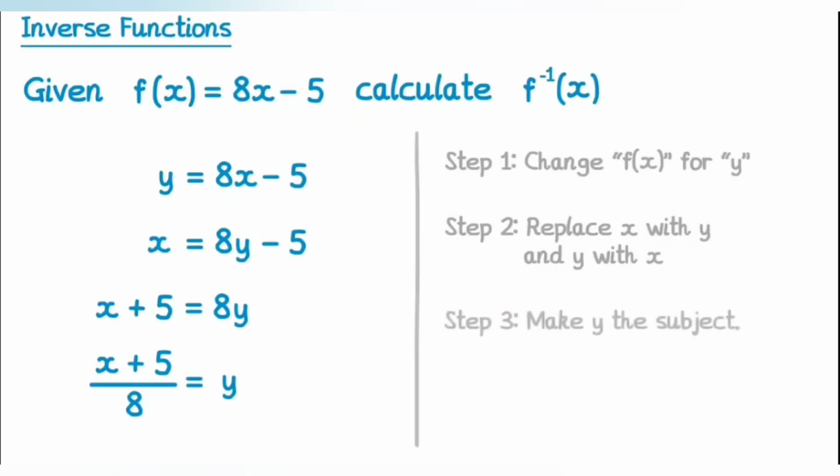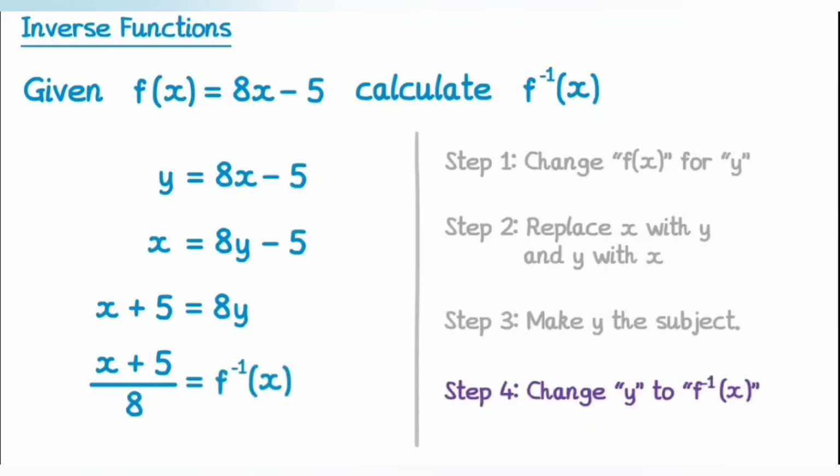On to the final step, step 4, which is to change the y into inverse f of x. So we can just remove that y and replace it with inverse f of x. And normally when we write functions, we'd write the function bit on the left-hand side, so we can just switch those last two parts around. And here's the answer. So the inverse function is x plus 5 over 8.